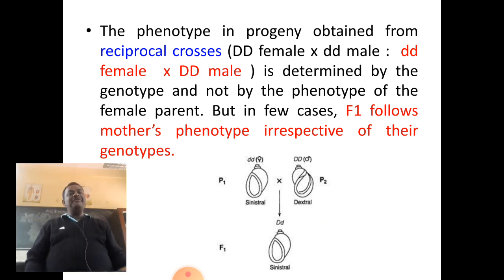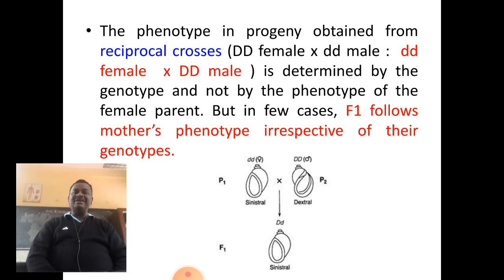Now, if we show the reciprocal cross, we are going to change the type of coiling between the mother and the father. Earlier we took the mother's character as dextral, father's character as sinistral. Now we are going to have a reciprocal cross: mother showing sinistral, father showing dextral. In F1 generation we find capital D small d. What should be the character?